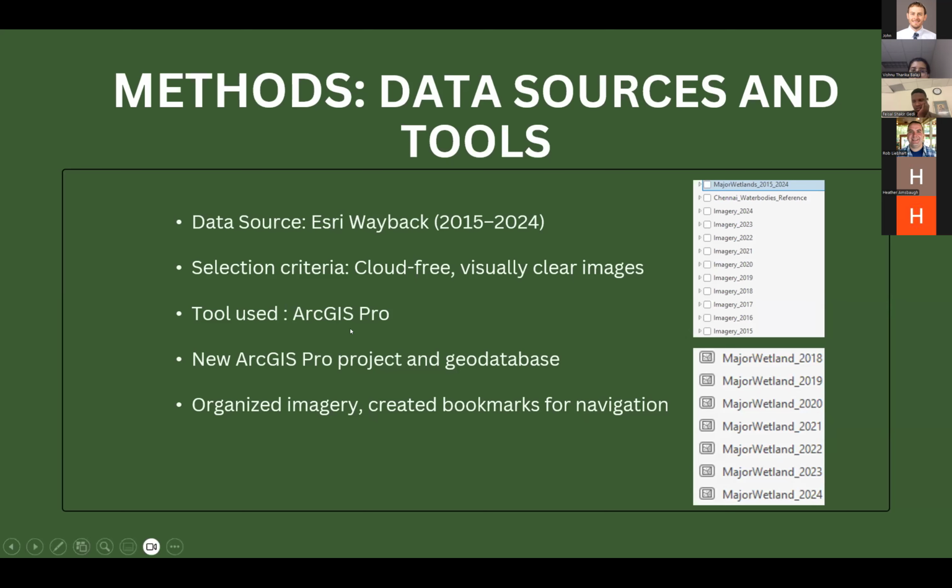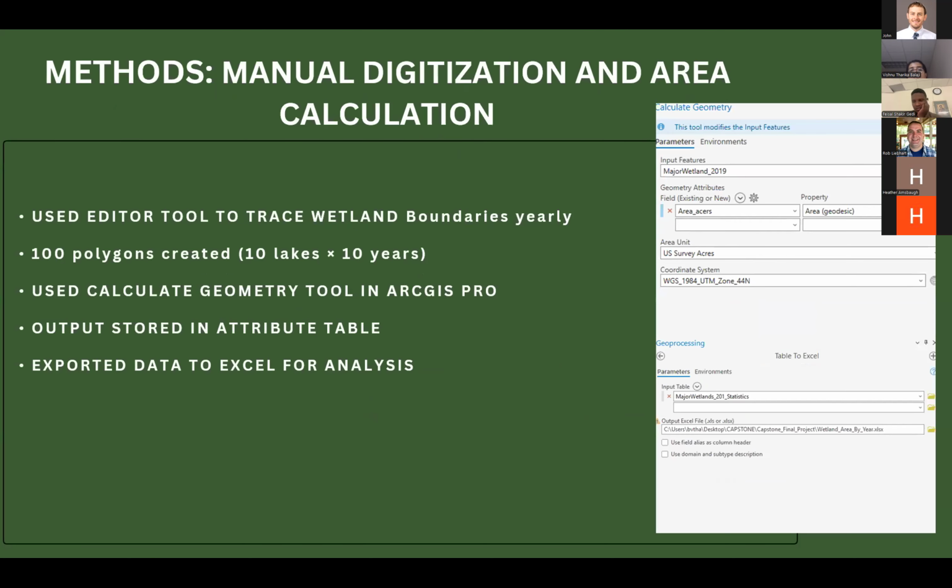The tool I used was ArcGIS Pro, and I created the geodatabase. This is an image of the geodatabase, and this is the image of the content panel. This is how I organized all the 10 years. I also created bookmarks for all the 10 lakes just for easy access. Once that was done, I used the editor tool and started delineating these wetland boundaries. I delineated 10 wetland boundaries for 10 years, so I came up with 100 polygons.